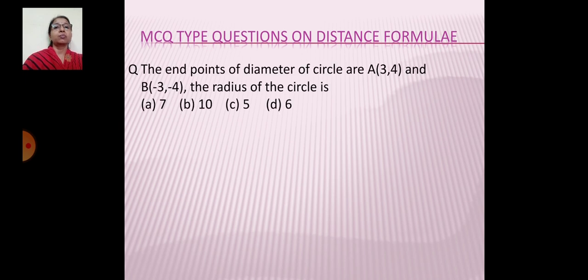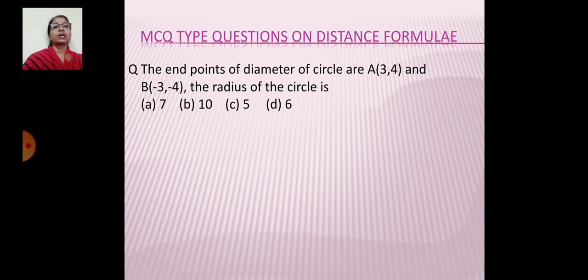Question number 1: the end points of the diameter of a circle are A 3, 4 and B minus 3, minus 4. The radius of the circle is. Children, just by observing this sum, can you guess its answer? No, it's not possible. So you need some calculation for this. I want you to be ready with your pen and paper and try to solve along with me.